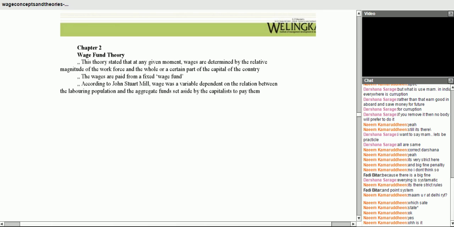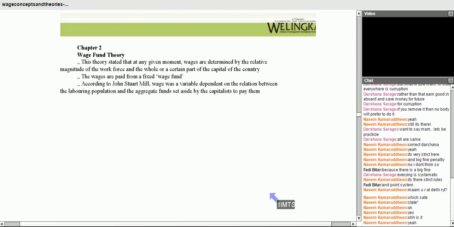What about UAE? Same as India. Lower class, lower salary, higher class, higher salary.